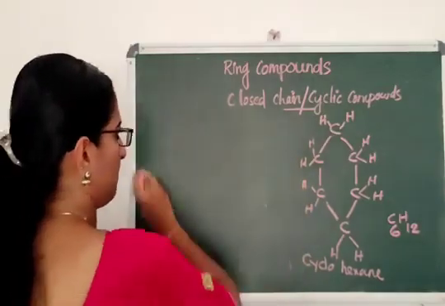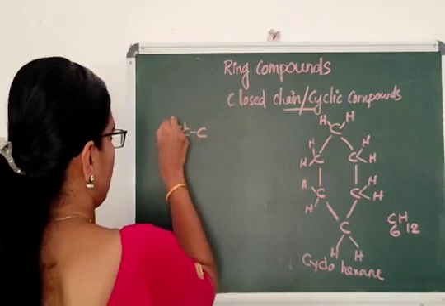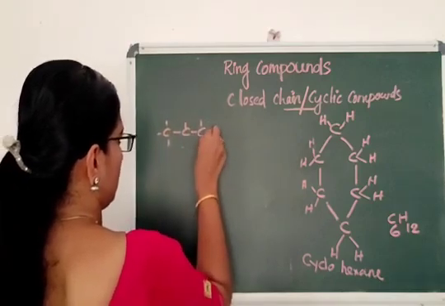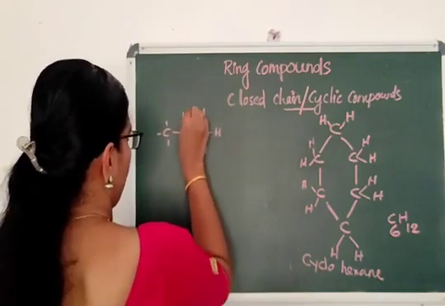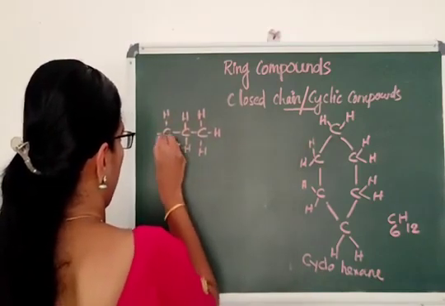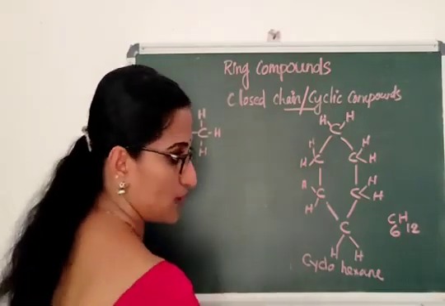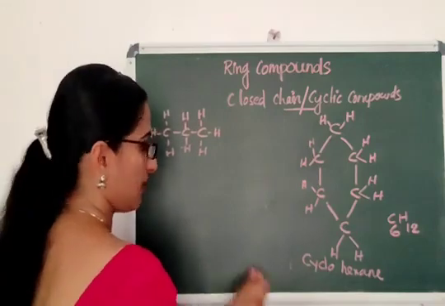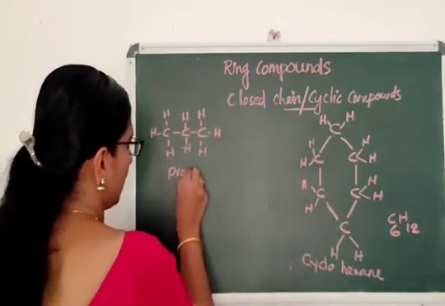If I draw 3 carbons with hydrogen, what is it called? It is propane, right? This is normal propane. I just want to draw the cyclopropane. I just want to change this normal propane into cyclopropane.